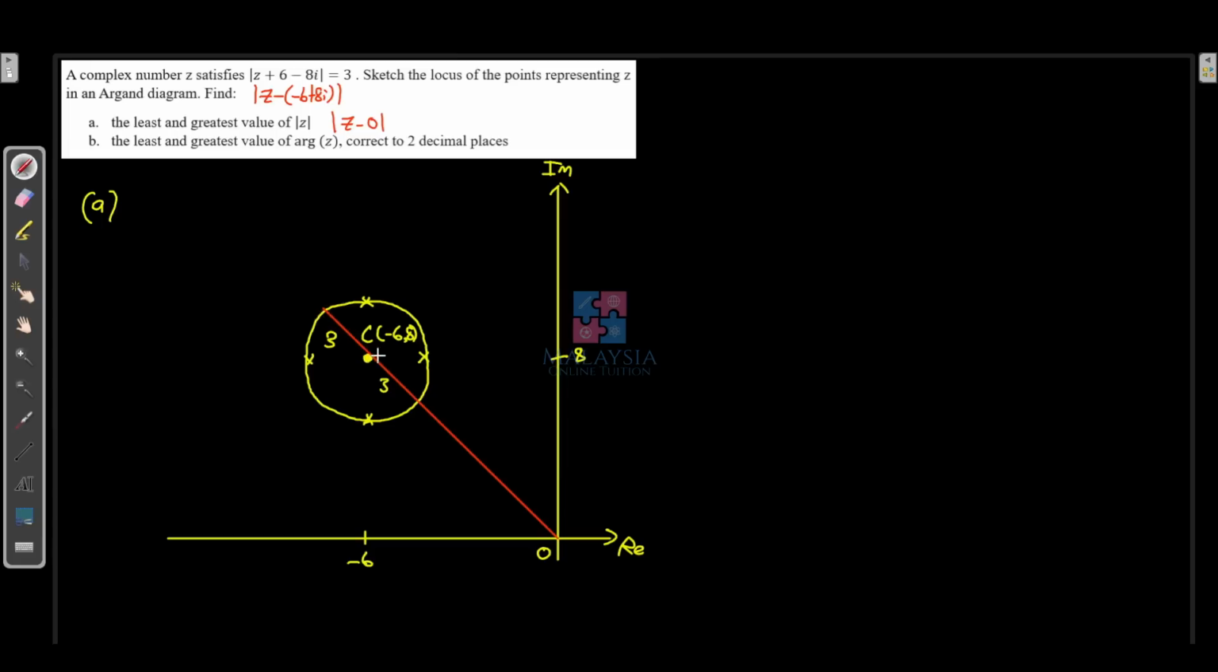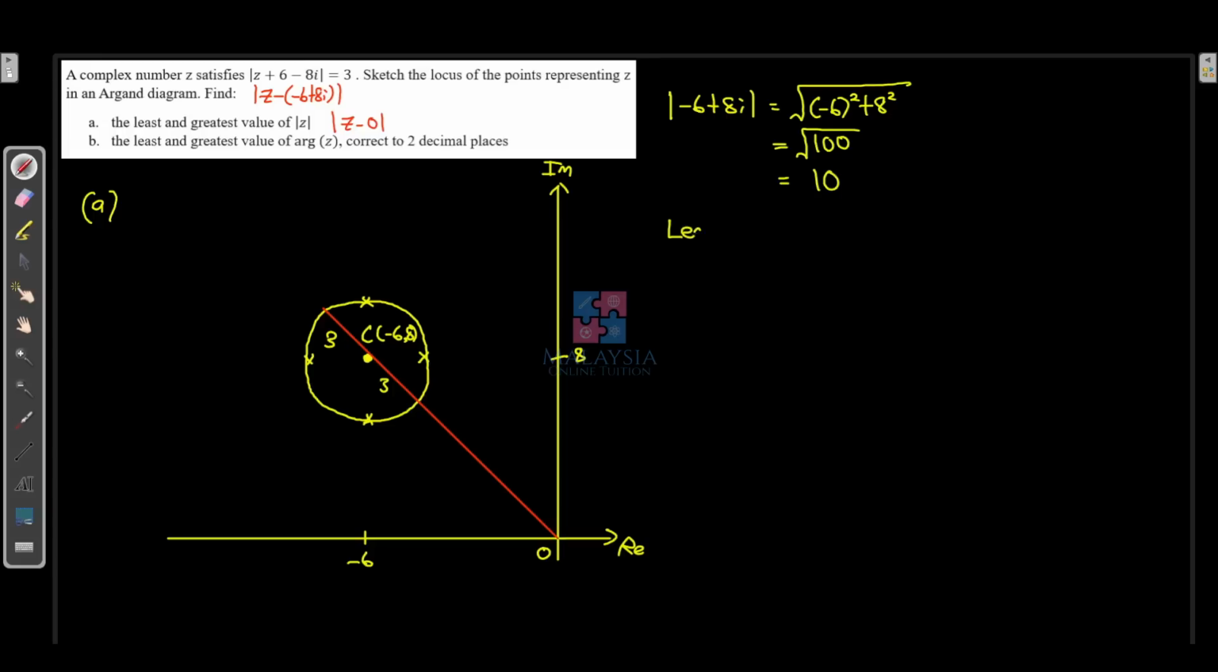Just like that. So now, we need to find the distance from the origin to the center of the circle. So we can say that the modulus of negative 6 plus 8i equals the square root of negative 6 squared plus 8 squared, which is the square root of 100, so we get 10. So the distance from the origin to the center of the circle is 10.